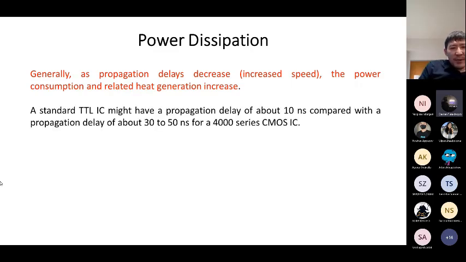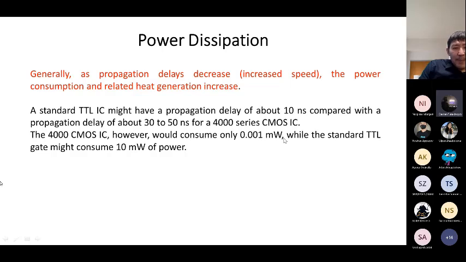A standard TTL integrated circuit might have a propagation delay of about 10 nanoseconds compared with about 30 to 50 nanoseconds for the 4000 series CMOS. So in terms of propagation delay, you can see that TTL beats CMOS, but it consumes more power, because this CMOS 4000 consumes only 0.111 milliwatt, but standard TTL consumes about 10 milliwatts. So you can see how much difference: a difference of 4 orders of magnitude.